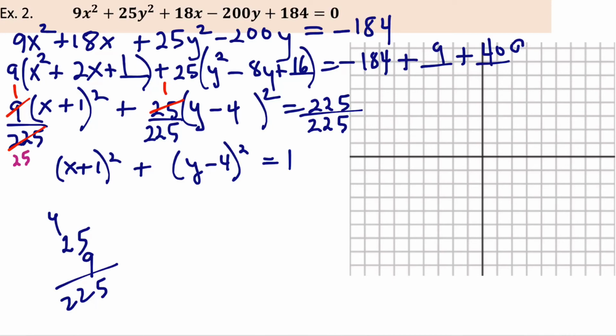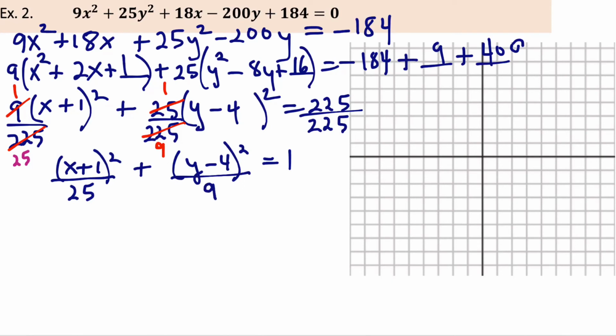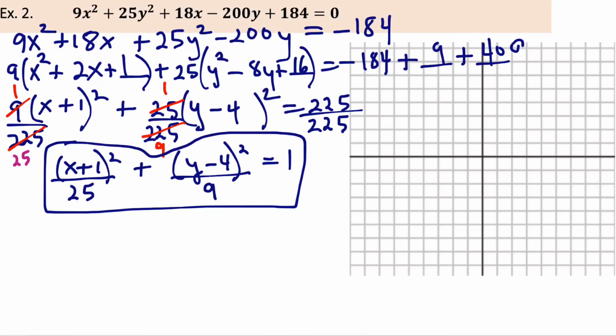All right, so then back over to this one. 25 goes into 225 9 times. So now in the denominator here, I've got 25 here and 9 here. Right, so this is the form I need for figuring out all of my information.